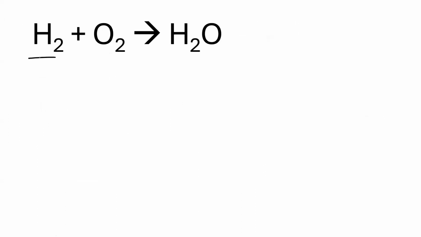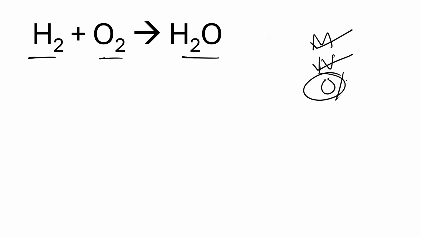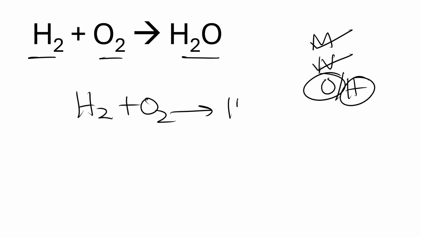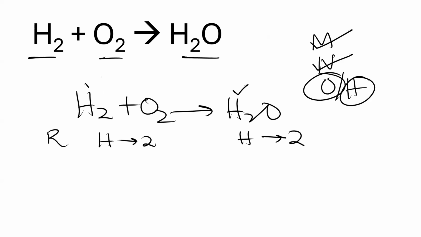Next, we have hydrogen plus oxygen forming water. So we have the MNO steps again. We don't have a metal, we don't have non-metals other than oxygen and hydrogen. So we go directly to balancing oxygen and hydrogen in our chemical equation. So if you notice, H2 plus O2 to form H2O. On the reactant side, you have two hydrogens. On the product side, you also have two, so hydrogen is balanced.